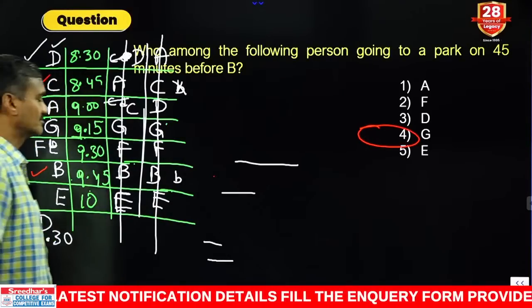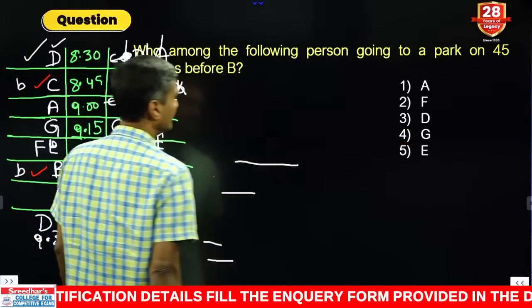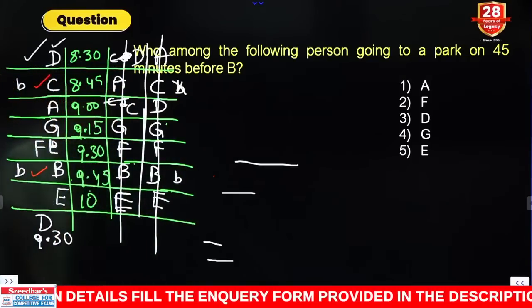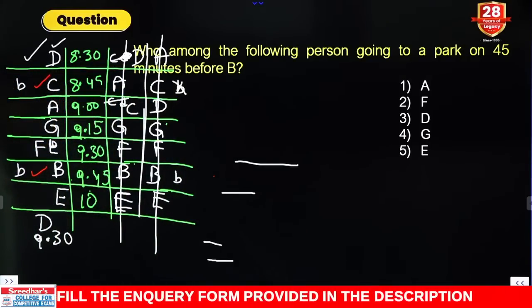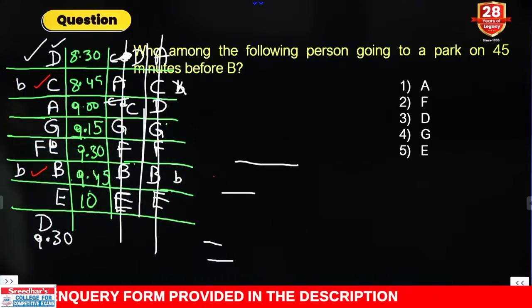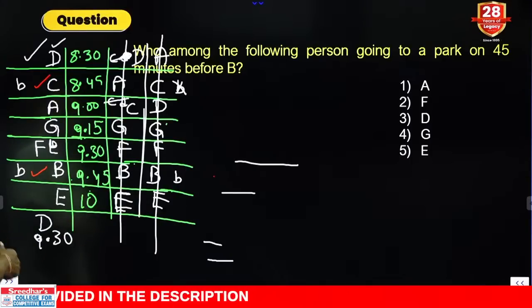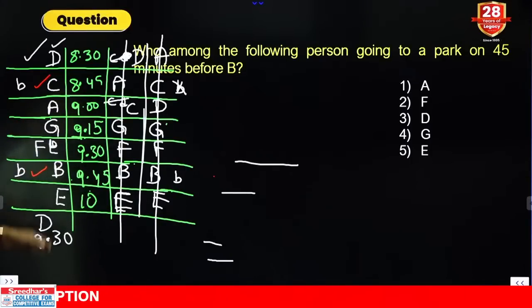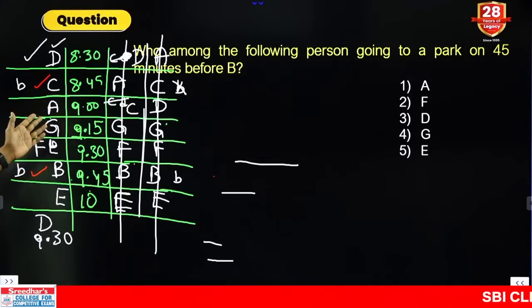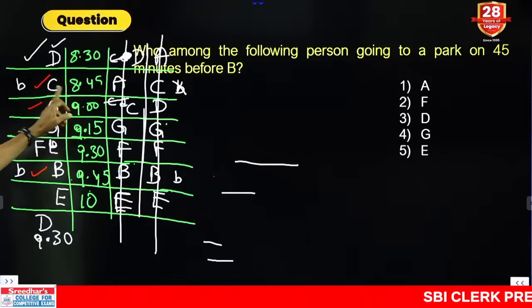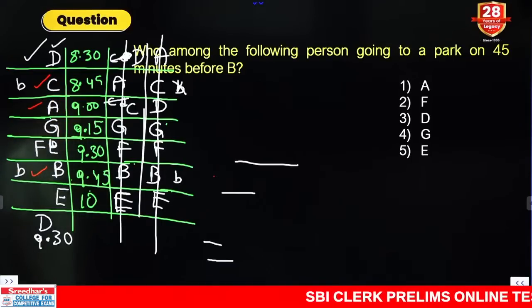Then coming to question number 3. Who among the following persons is going to the park 45 minutes before B? Going to the park 45 minutes before B. Who is it? B is going at 9:45, and 45 minutes before 9:45 is 9 o'clock. Then who is attending at 9 o'clock? A. A, that is choice 1, question number 3.